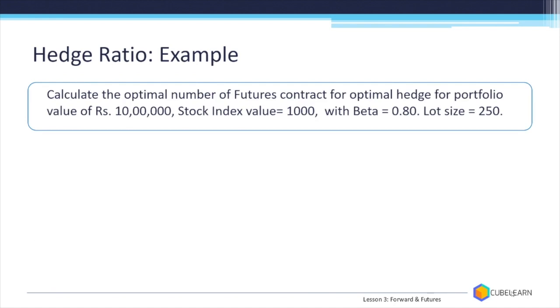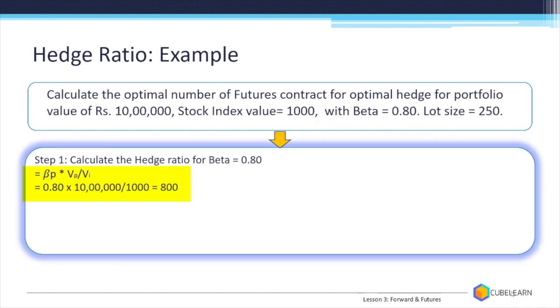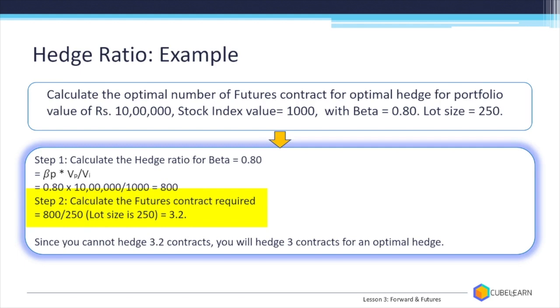In this example, we will calculate the number of futures contracts required to create an optimal hedge where the beta is 0.80. In step 1, we calculate the hedge ratio. In step 2, we calculate the futures contracts required. Hedge ratio equals 3.2. Since you cannot hedge 3.2 contracts, you will hedge 3 contracts for an optimal hedge.